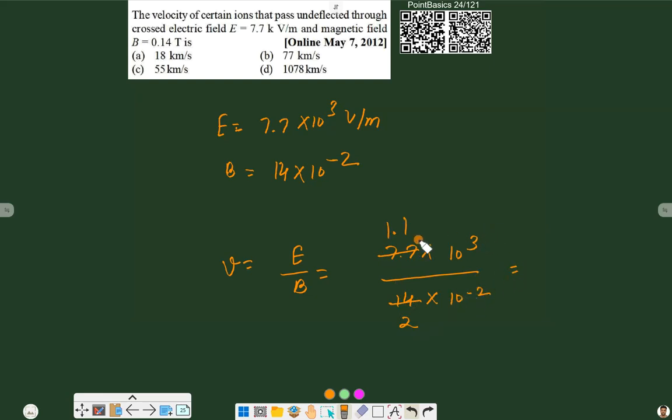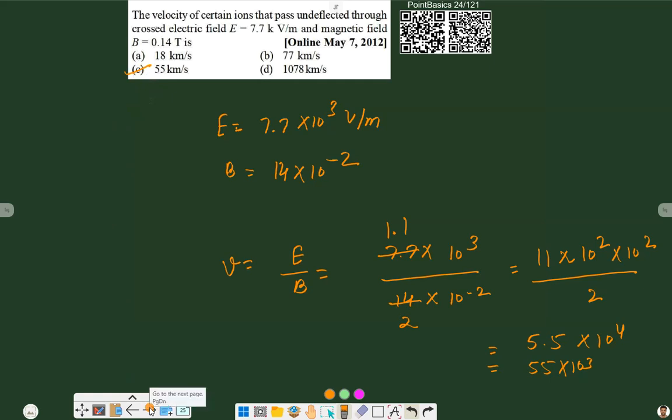So dividing 1.1 by 2, we can say it is 11 times 10 raised to power 2 into 10 raised to power 2 by 2, and it will be 5.5 into 10 raised to power 4, or 55 into 10 raised to power 3, that is 55 kilometer per second. Option C will be the right answer. Moving to the next one.